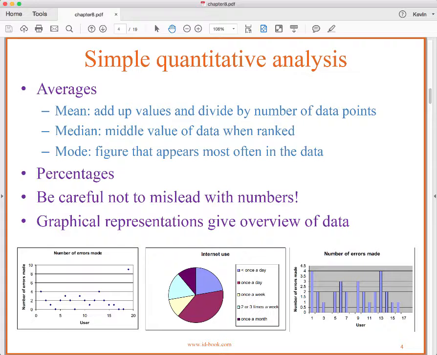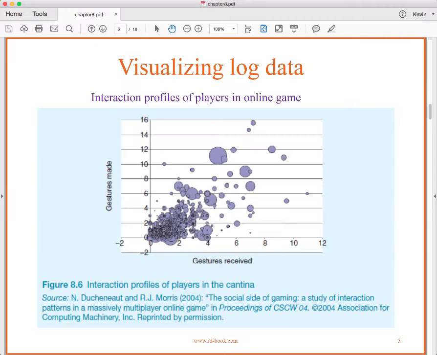And of course, on the bottom of the slide, we have three graphs. Let's see. On the left, we have a scatter plot. In the middle, we have a pie chart. And on the right, we have a bar graph or histogram. And there are some pretty good examples of these in the chapter for your review.